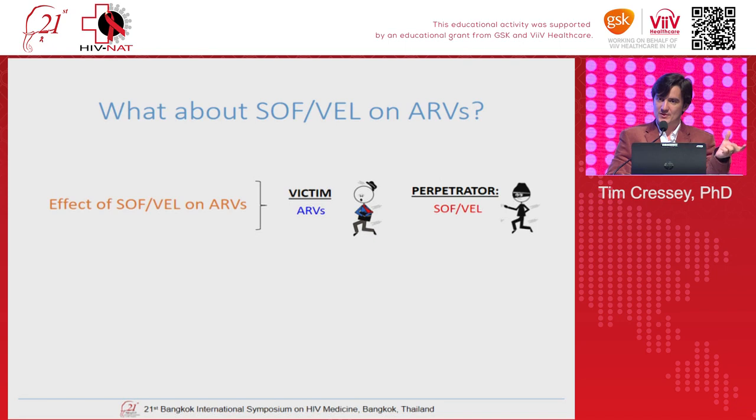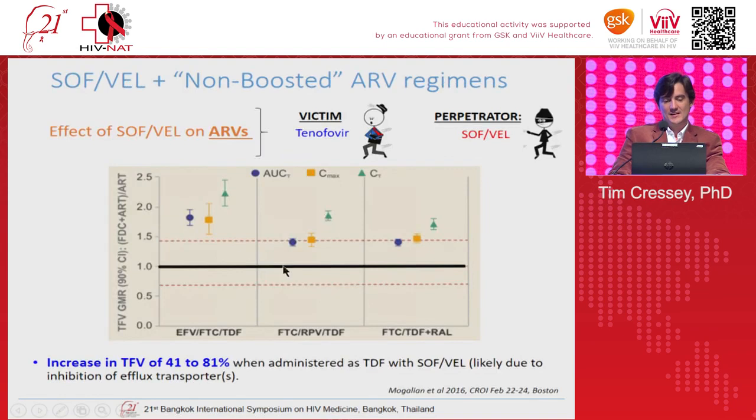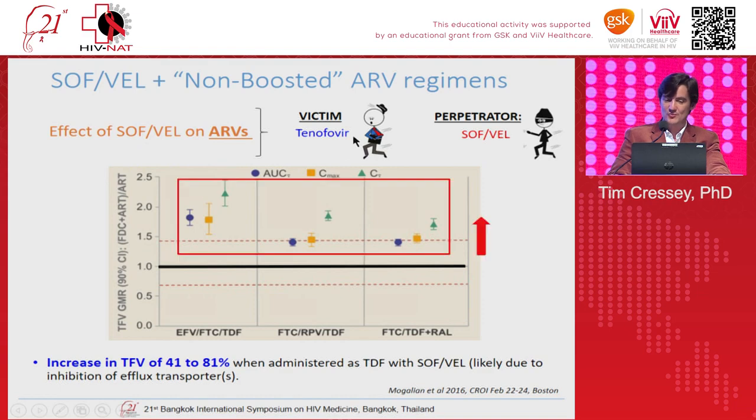But then what about the opposite? What if we switch the victim drug and the perpetrator? Now we want to see, does SOF-VEL have any impact on the antiretrovirals they're taking? We know efavirenz is impacting the VEL. And you see here, again, the black line. If you're going above this line, it's increasing, and below, decreasing. This is tenofovir. Adding SOF-VEL to a tenofovir-based regimen, whether it's efavirenz with tenofovir, rilpivirine with tenofovir, or raltegravir with tenofovir, increases the tenofovir concentrations in the plasma.